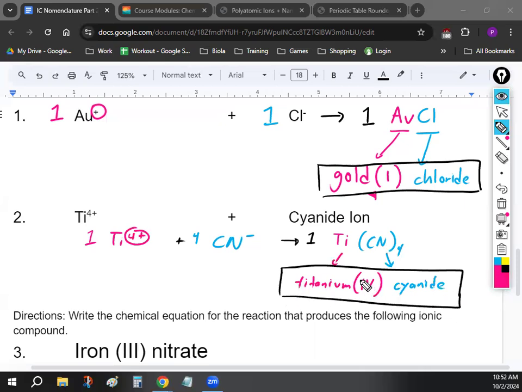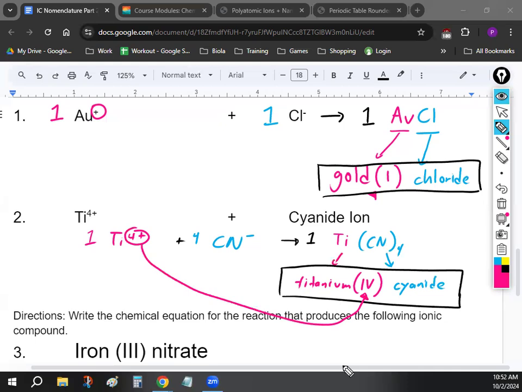Just remember, the parentheses with the Roman numeral comes from the charge, whether it's +1, +2, +3. It's not about how many titaniums there are. It's about the charge on the titanium. So titanium(IV) cyanide. Right. All right, any questions? Okay.